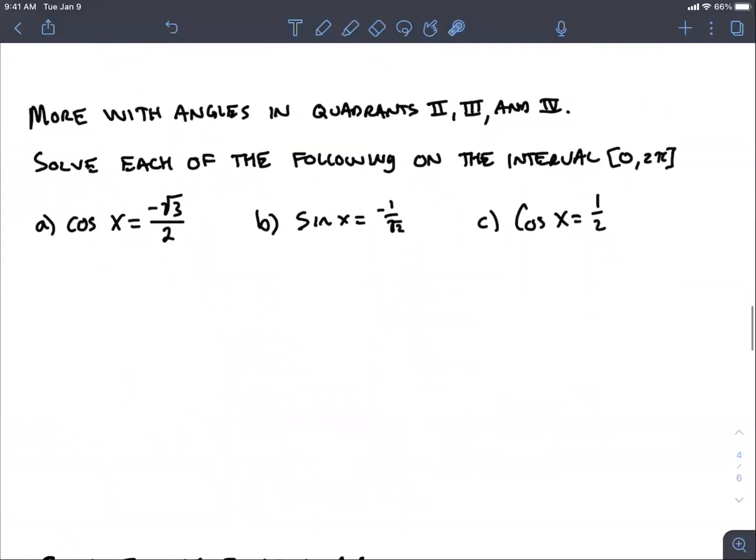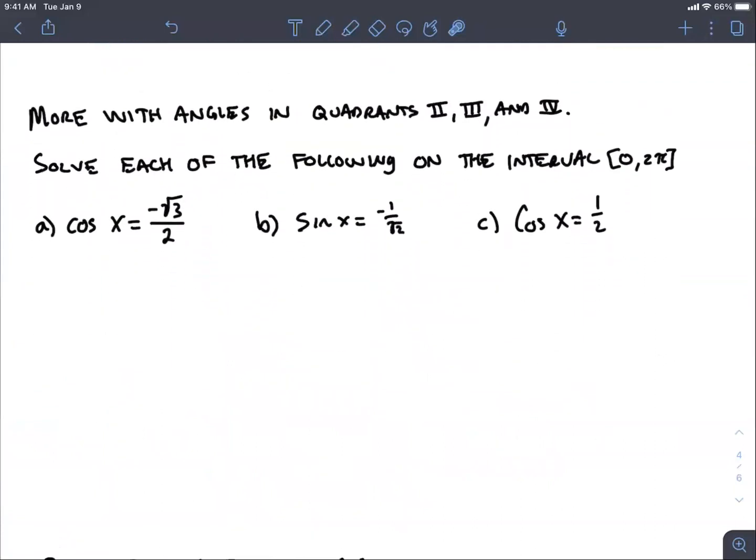Okay, here's another type of problem that you guys worked on in the past. This is more with working with angles in extended quadrants, so beyond quadrant 1. And take a second and copy this down. Again, we're on the interval from 0 to 2 pi, and see if you can find all possible answers that work for these 3 problems within that interval. Okay, hopefully you've paused and tried.